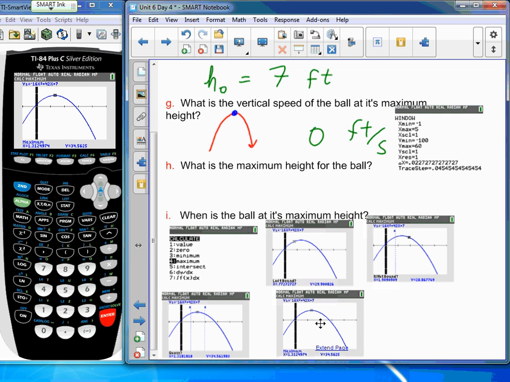Make sure we include a label. So 34.5625, and I'll label that as feet. And then I'll answer when the ball is at its maximum height. That's the x coordinate. That's the time value. And so that is the 1.312. And we'll call that seconds. Awesome work, you guys.